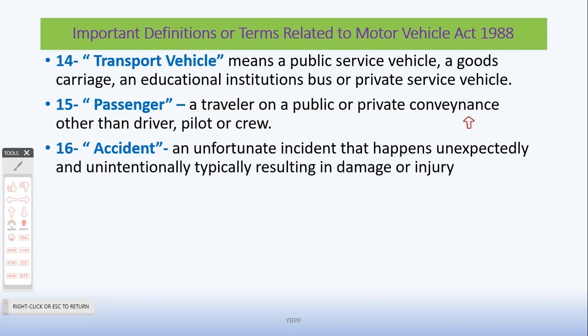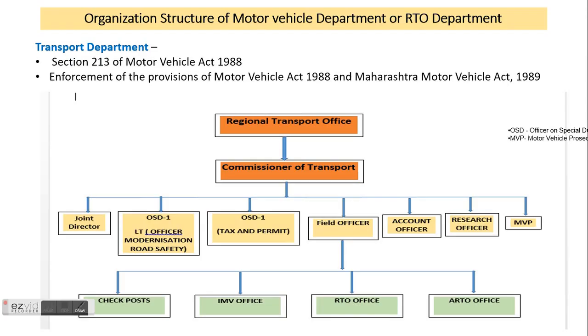Passenger is nothing but a traveler on a public or private conveyance other than driver, pilot or crew. Accident: an unfortunate incident that happens unexpectedly and unintentionally, typically resulting in damage or injury. So all these definitions are given in chapter number 1 of the Motor Vehicle Act.